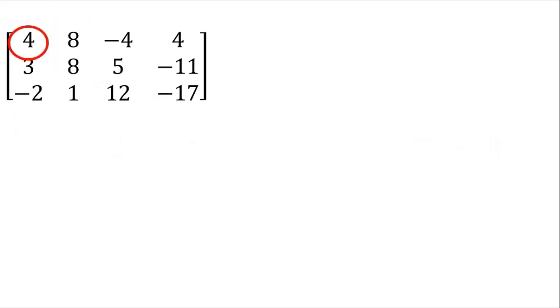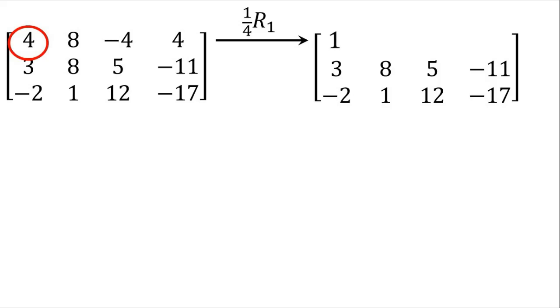Now, let us look at the top left entry in the augmented matrix. It's 4. So our goal here is to obtain a 1 in this spot. To do that, we perform an elementary row operation. Let us multiply row 1 by 1/4. So we get 1, 2, negative 1, and 1, simply multiplying every entry in the first row by 1/4. The rest of the rows, we simply copy them.